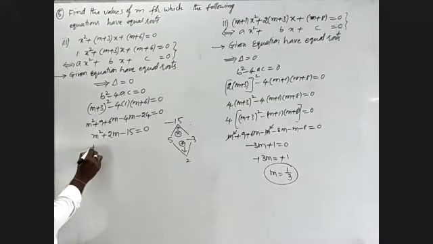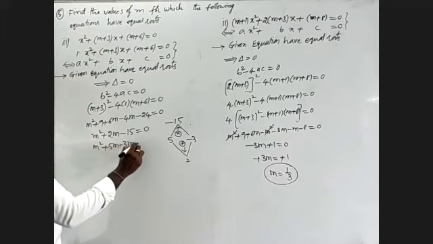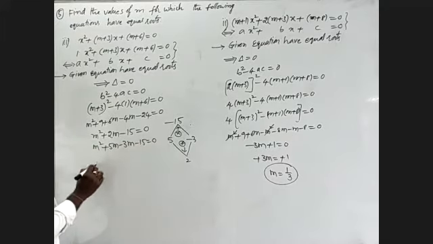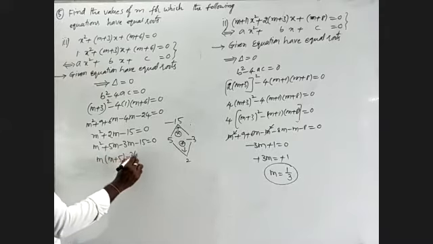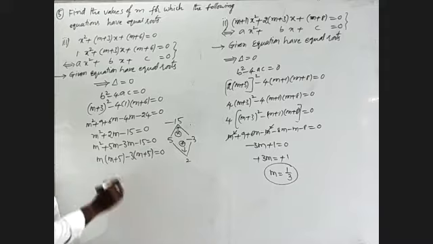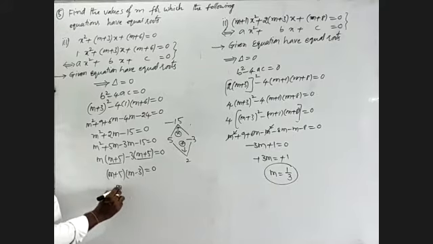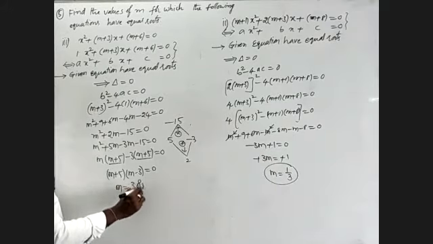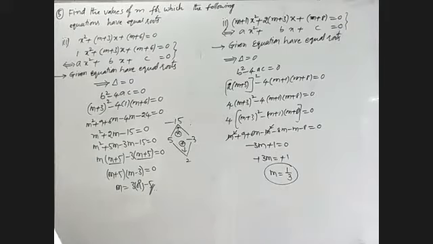That I will write: m square plus 5m minus 3m minus 15 equal to 0. I take m common, remaining m plus 5. After that, minus 3 is common, remaining m plus 5, equal to 0. The common term is (m plus 5) into (m minus 3) is equal to 0. So m is equal to 3 or minus 5.